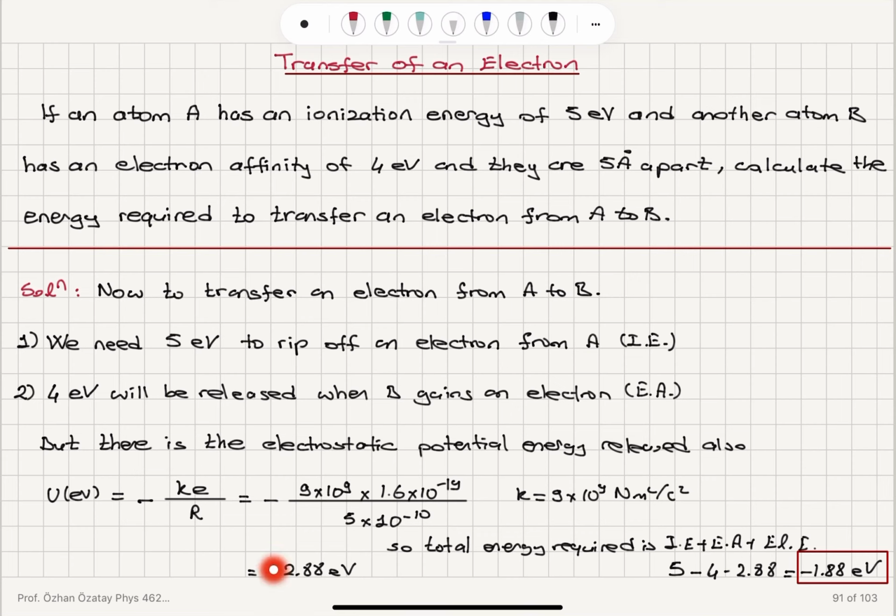This amount of energy will be released in the process, so the total energy required will be ionization energy plus electron affinity, which is basically going to give us a minus 4 eV contribution, plus electrostatic energy, that will be minus 2.88 electron volts, because 2.88 electron volts will be released when these atoms are brought from infinite separation to 5 angstroms. So in total, we find 1.88 electron volts of energy will be released in the process of transferring the electron.